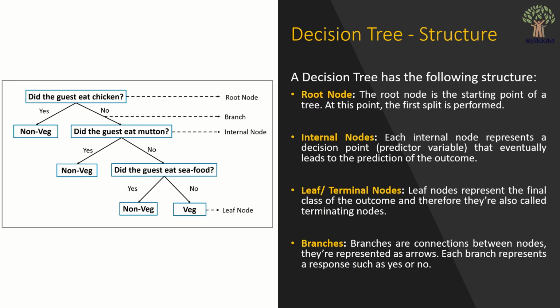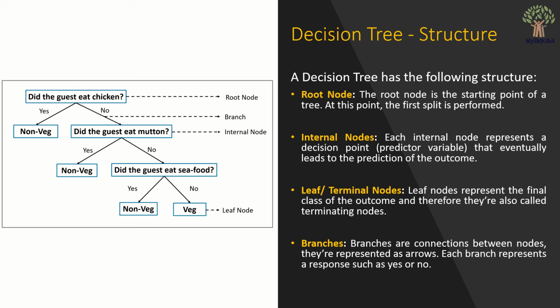Let's try to understand this structure, because there are basic terminologies with decision tree which you should be aware of. Root node, that is the basic one. That's where you are starting everything. Did the guest eat chicken? That's the first question that you asked. So that is called a root node. The root node is the starting point of the tree, and at this point the first split is performed. This is where you start splitting the data.